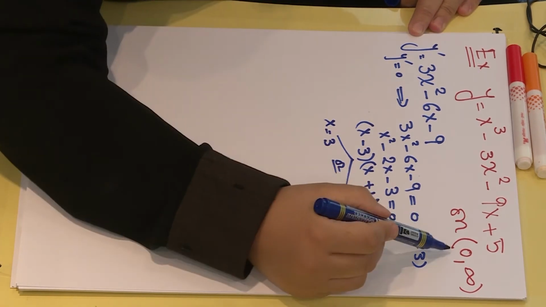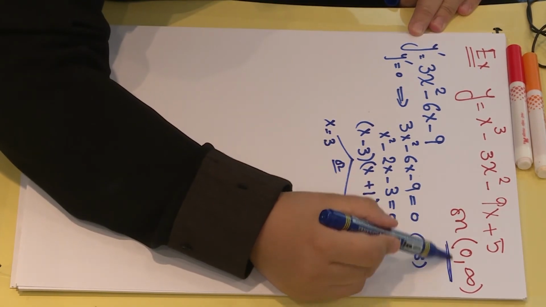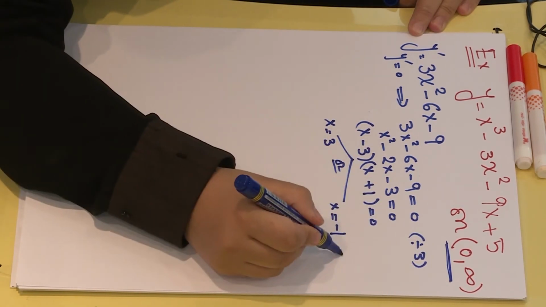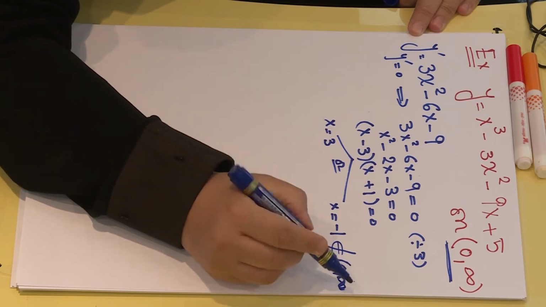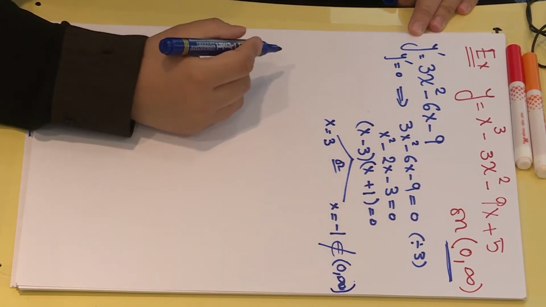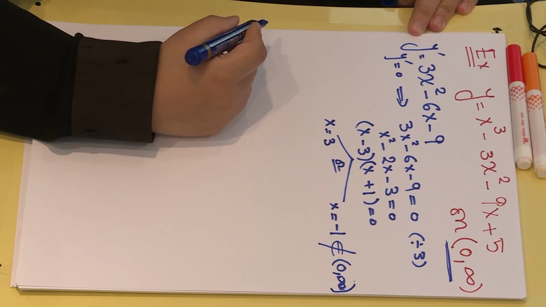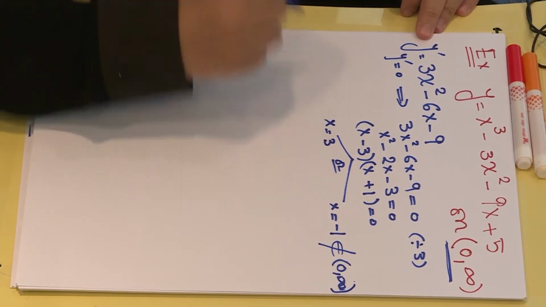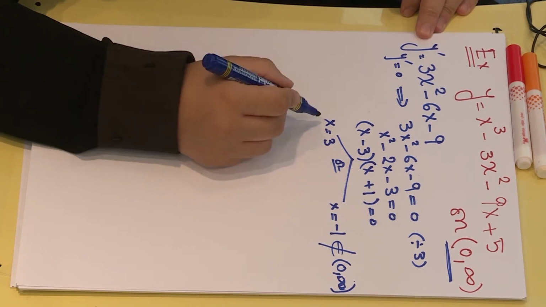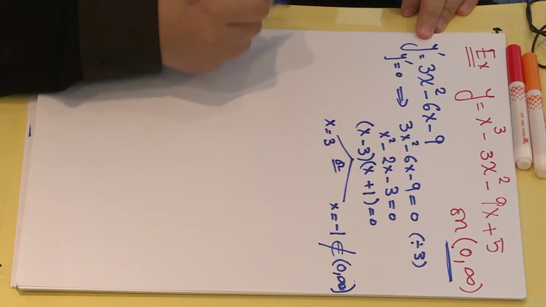Okay, we are specifying the interval we are working on from 0 to infinity. This does not belong to the interval given to us. Okay, it doesn't belong to the interval from 0 to infinity. Now we take the 3 and we start studying the second derivative test at x equals 3.